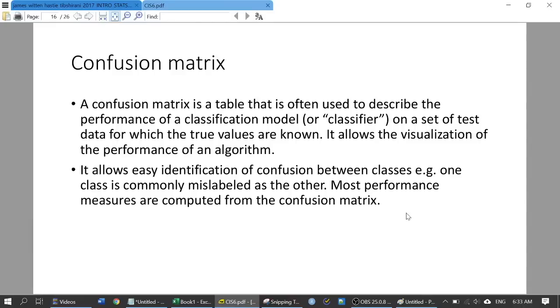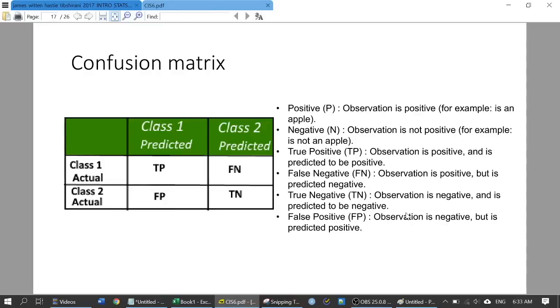So if you want to compare the performance of different models, usually we use a confusion matrix. So this is how a confusion matrix looks like. Let's say on the column here, this is the predicted value, and on the row part, this is the actual value. So if this observation is actually class 1 and you predict it to be class 1, then this is a true positive.